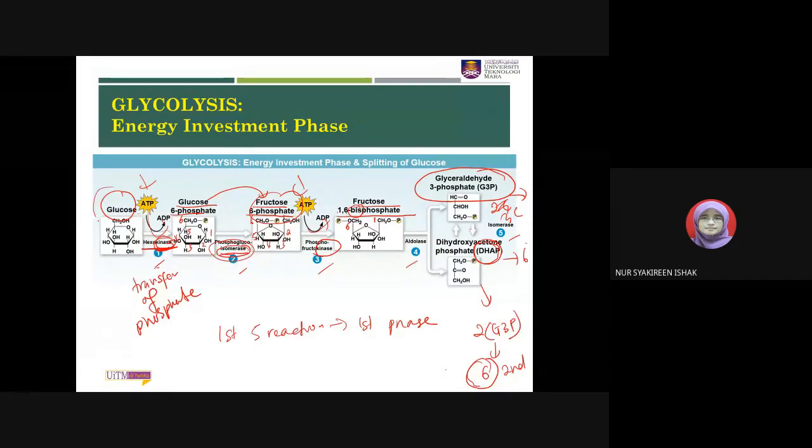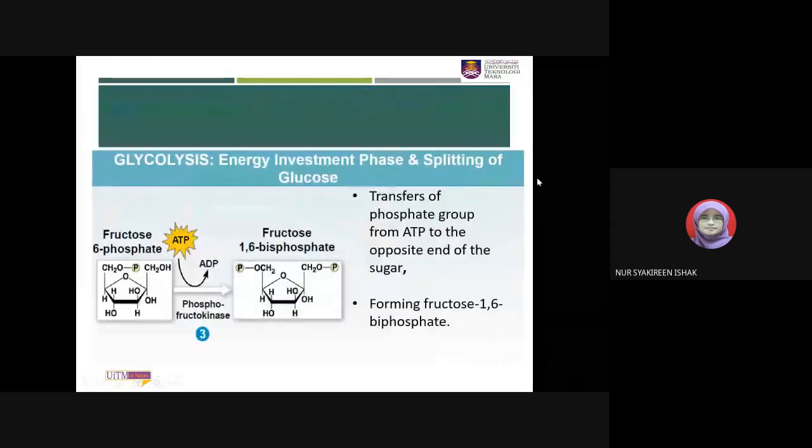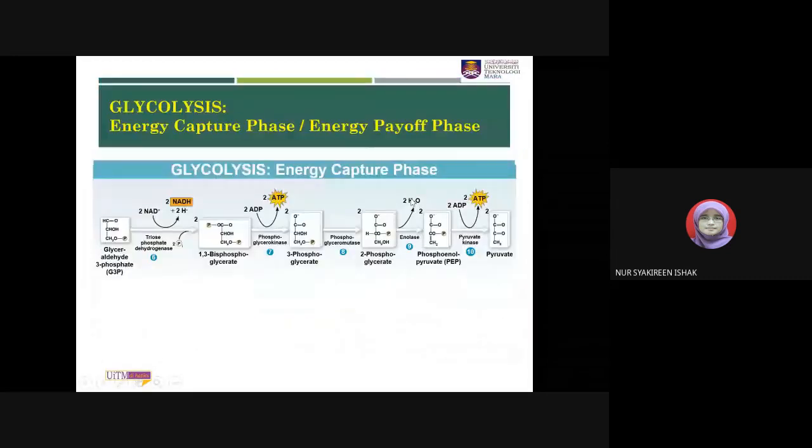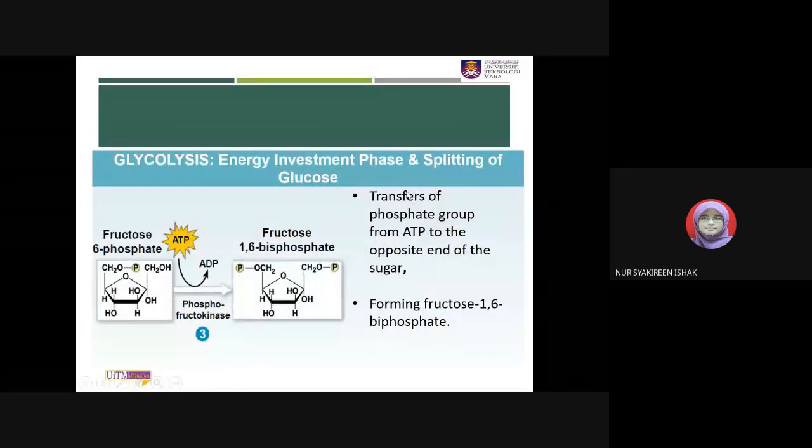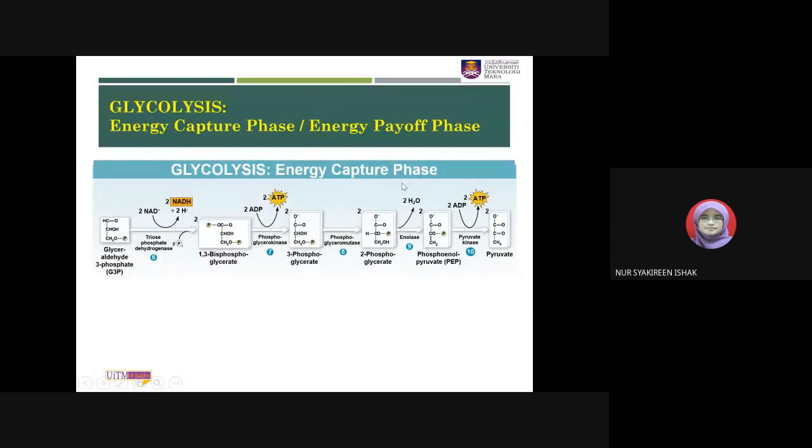Macam itulah, initial substrate dia adalah glucose. Akhir dia akan hasilkan 2 G3P. Macam tu je. Okay. So the next slide it explains the detail of the reactions, reaction 1 until reaction 5. So saya dah explain dah, so I just skip.